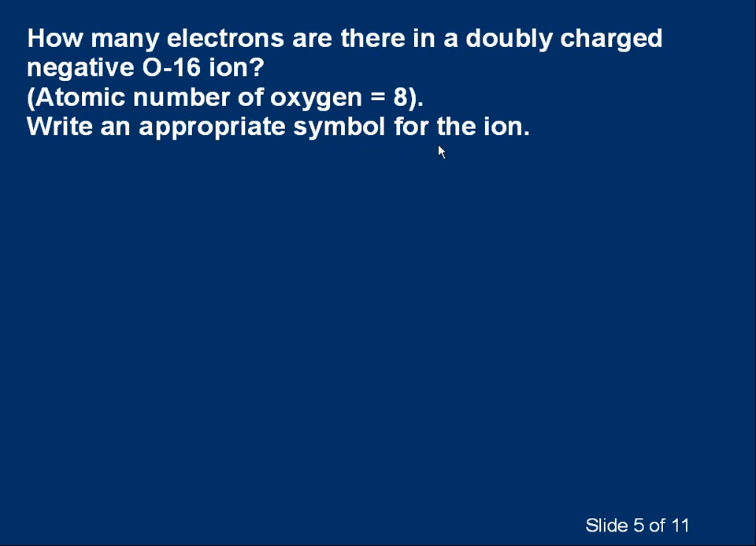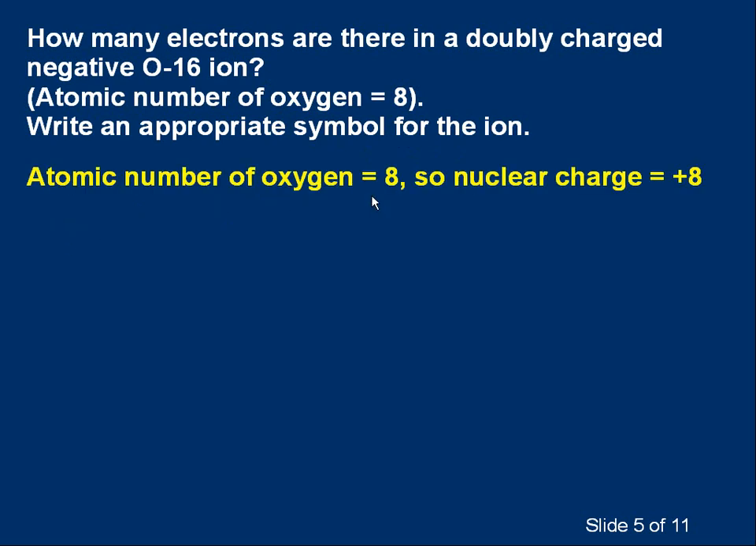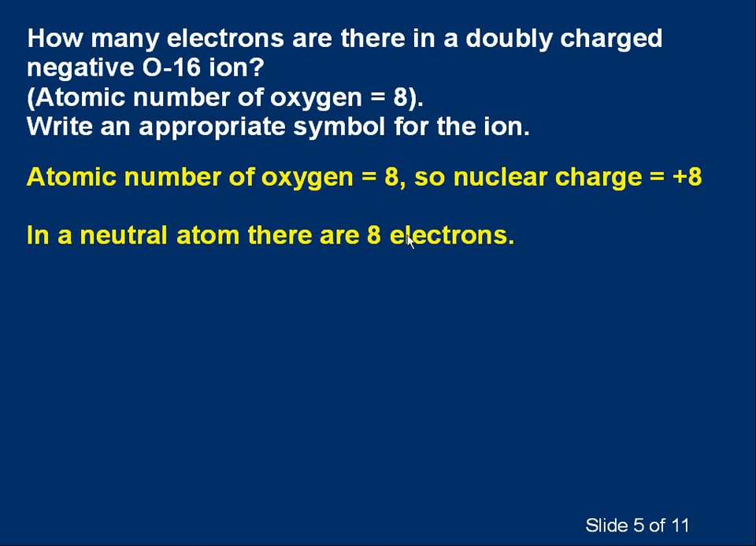Well, I hope you tried it. Let's work through the logic. The atomic number of oxygen is 8, you tell that. So you know the charge on the nucleus is plus 8 relative units. There are 8 protons. That means if you have a neutral atom of oxygen, there'll be 8 electrons.